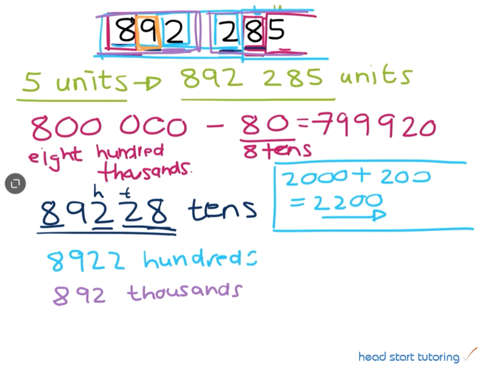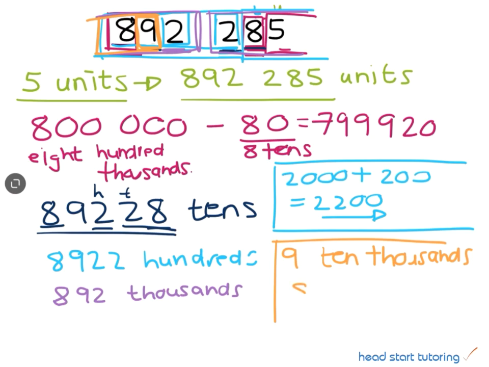Right, what is the place value of our 9? The place value of our 9 is 9 10,000s. Right, and how many 10,000s are there in this number? It would be the 10,000s column and everything before. So there would be 89 10,000s in this number.